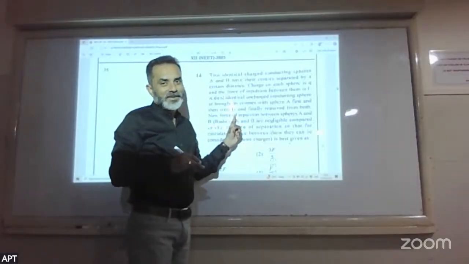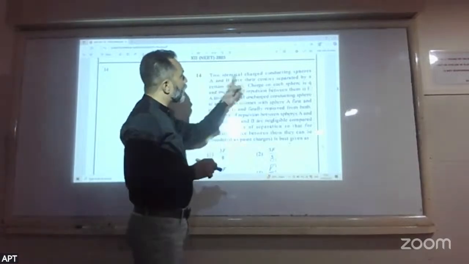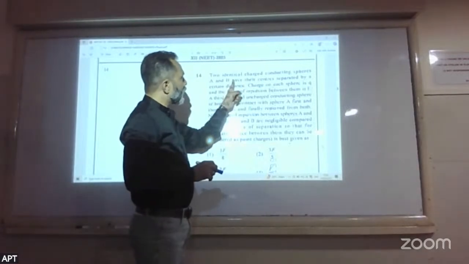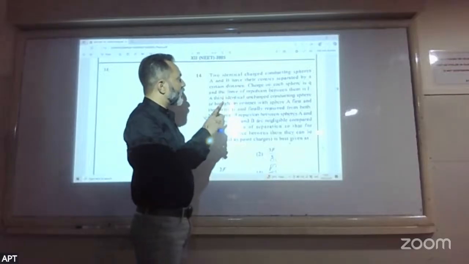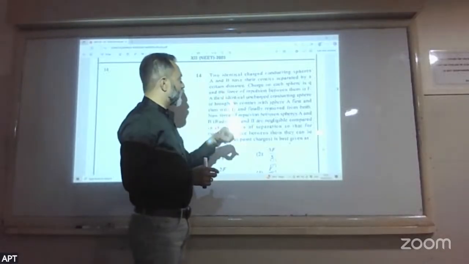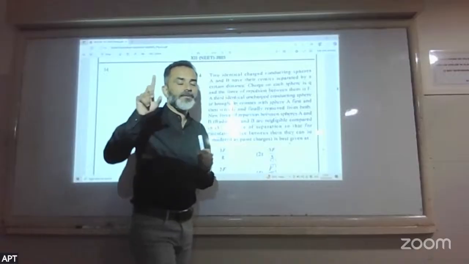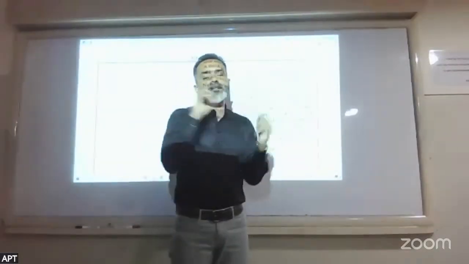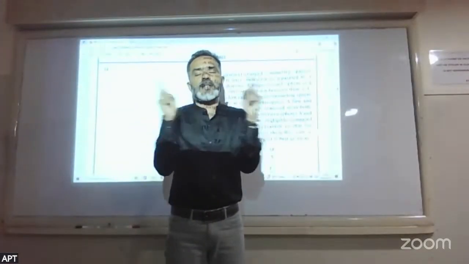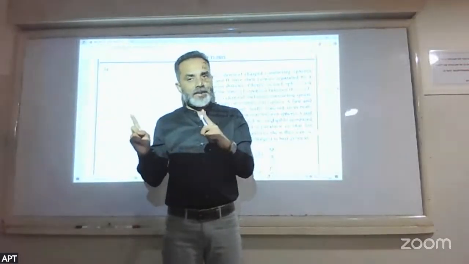You must have solved this question, right? Question from electrostatics. Two identical charged spheres having equal charges are separated by some distance d. Charge on each sphere is q, and the force of repulsion between them is F. So F will be what? kq square by d square. When you imagine two spheres having the same charge with some distance d, the initial force is kq square by d square.